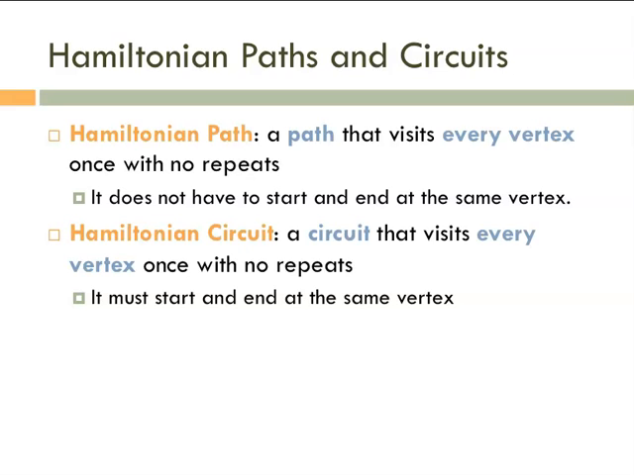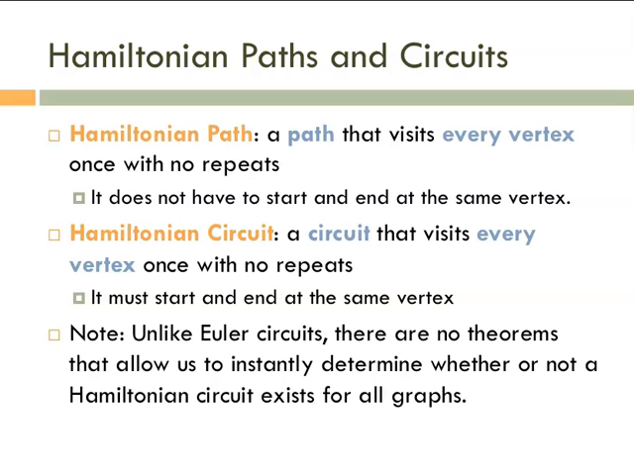Now, unlike Euler paths and circuits, which were nice in that there were theorems, Hamiltonian paths and circuits don't have any theorems that allow us to instantly determine whether or not that circuit exists for all graphs. What was nice about those theorems for Euler paths and circuits was you didn't have to come up with the path. You didn't have to come up with the circuit. You didn't have to try. You just had to come up with the degrees, and once you look at the degrees, you can instantly say, oh, there is an Euler path, or this is an Euler circuit. But with Hamiltonian paths and Hamiltonian circuits, there is no way to go about determining that.